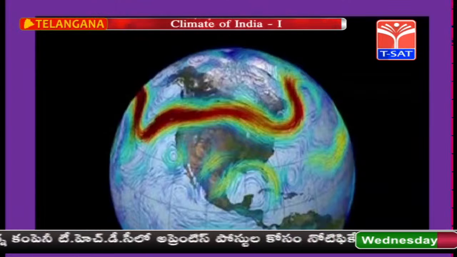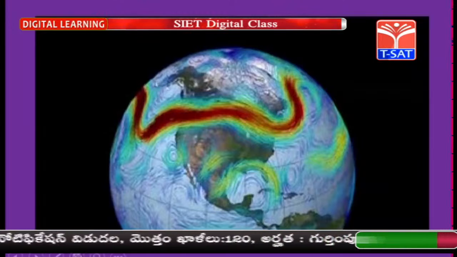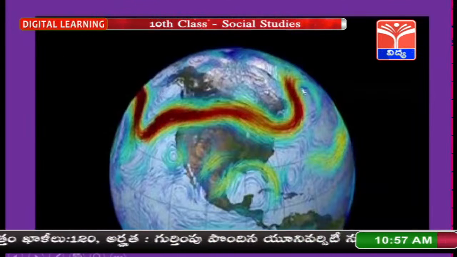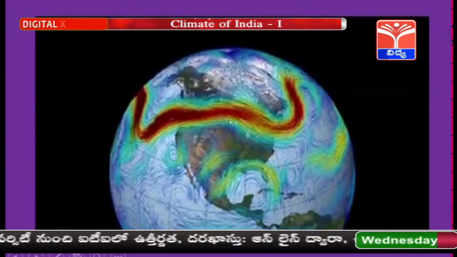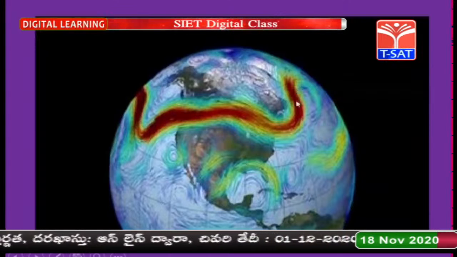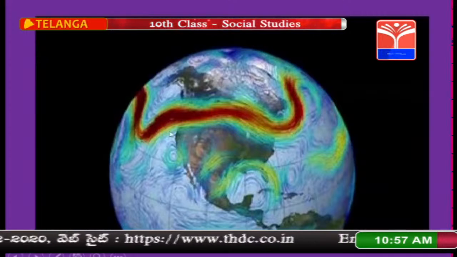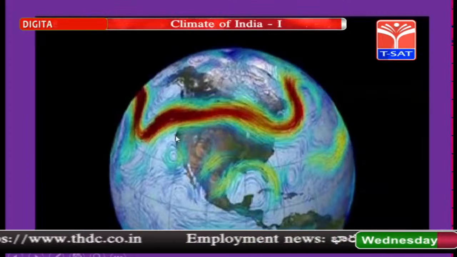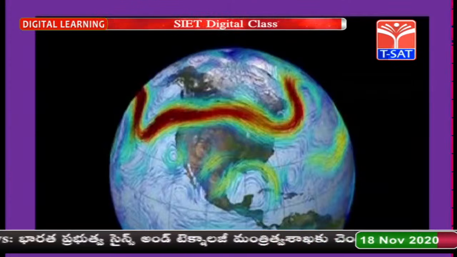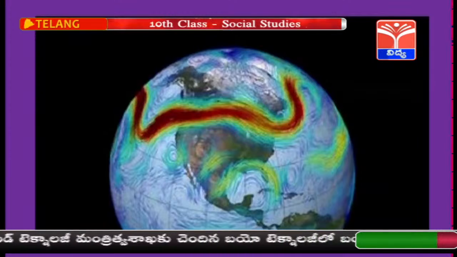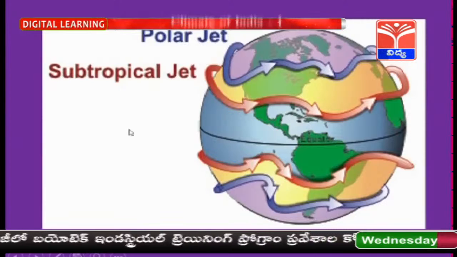Now look at this picture. Can you identify the jet streams here? Yeah, it's like a wave. Can you see this red wave? This is jet stream. So these are fast flowing air currents, and as I told you, they are cold air currents. At what speed do they move? They move at 110 kilometers per hour in summer and 180 kilometers per hour in winter. So when they move, they make the neighboring atmosphere also cool.